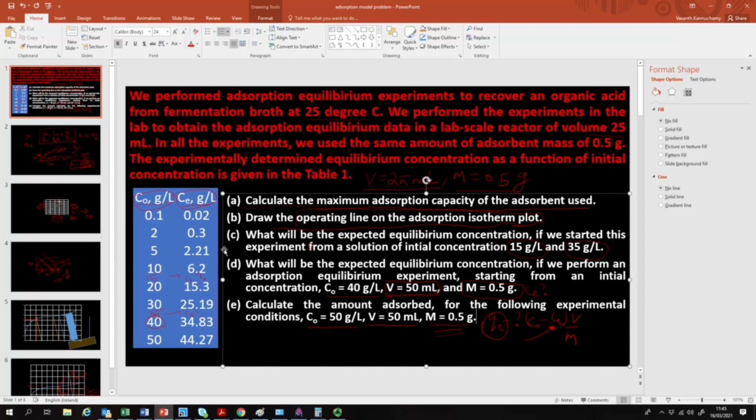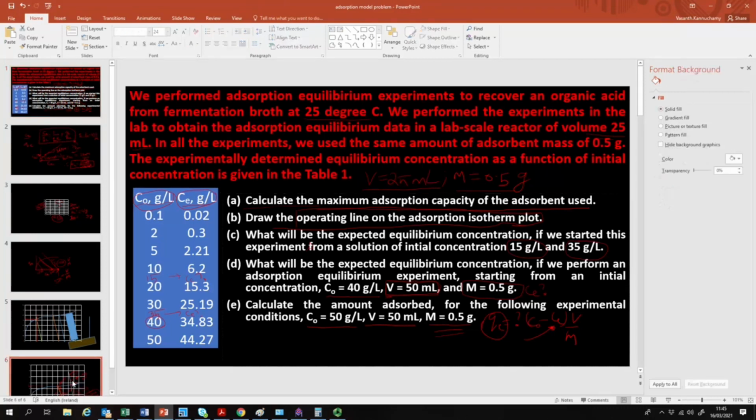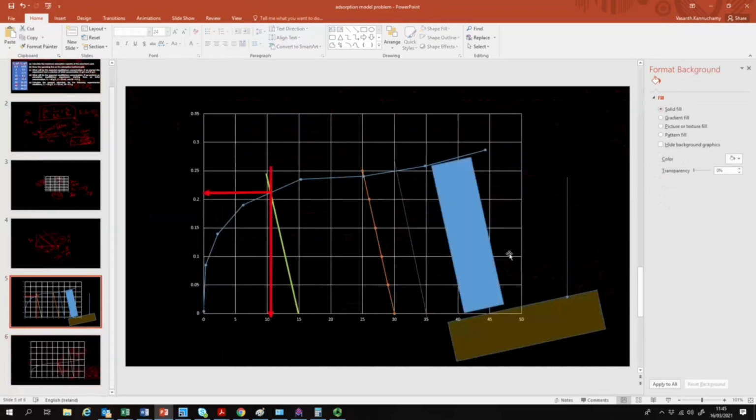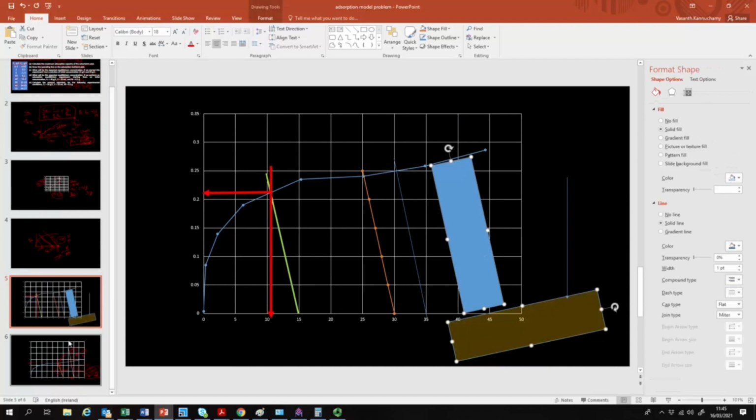calculate. Either you can use the graphical method, or you can even use the formula. So let's say if you go back to here. If you see the volume in part D, the volume is 50 milliliter and mass is 0.5 grams. So the slope is same. So all we need to do is you go back here. So let me copy paste these two.